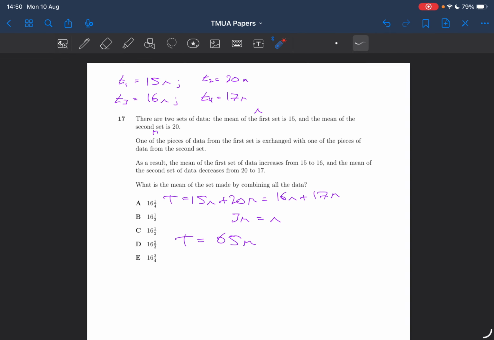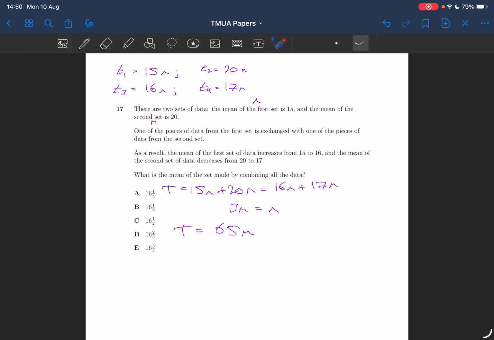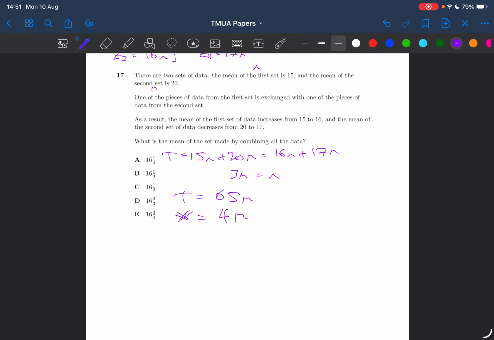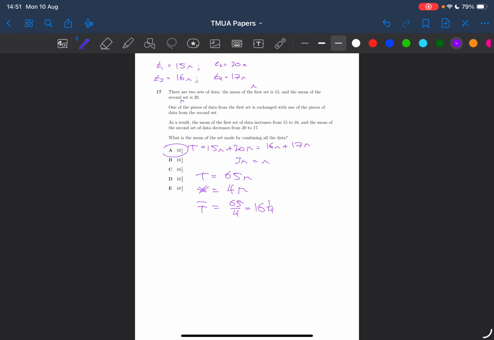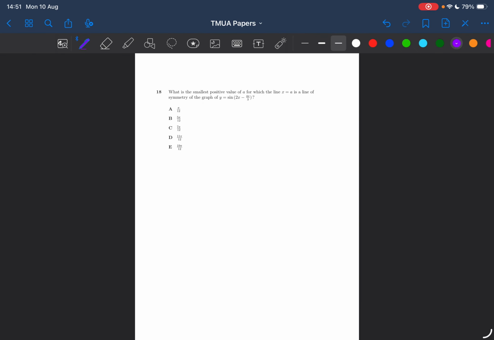And from there, what can we do? We can think about the fact that how many pieces there are in total. Well, there's n and m in there. And we know that the n we can replace with 3m. So altogether, like the actual count is going to be 4 lots of m. So the total mean is going to be 65 on 4. 64 would be 16, so 16 and 1/4. That's all good. On to 18 then.